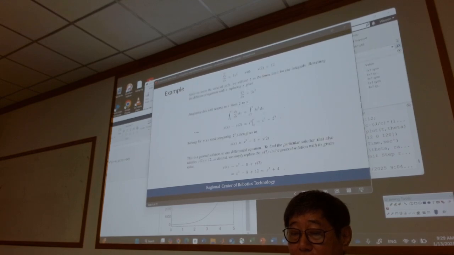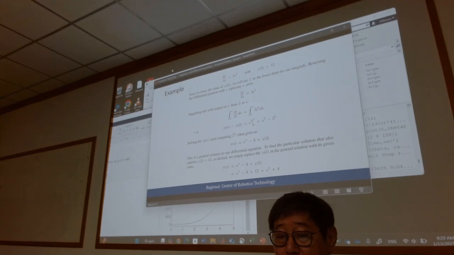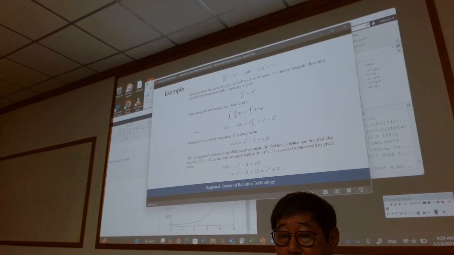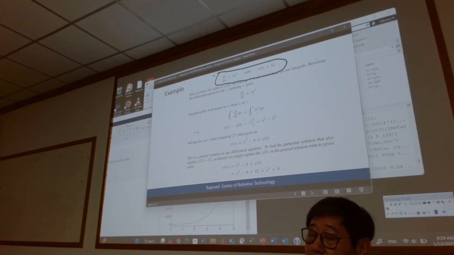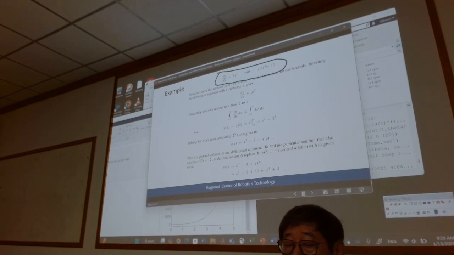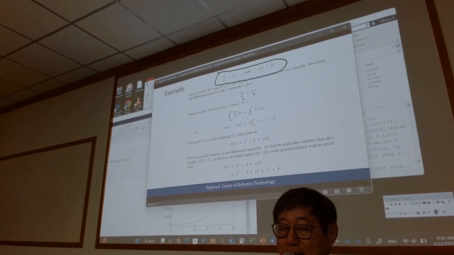I change this one to this one. See? It's easy, this one. This is one example. You have some initial condition, this one. So you can change the variable from x to s. I integrate this one with respect to s, use s instead, from 2 to x. In that case you have this one.